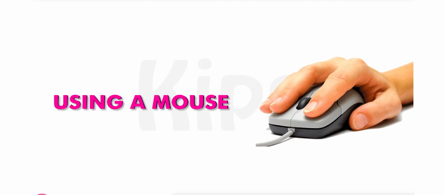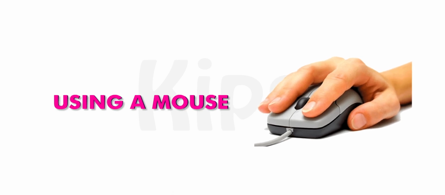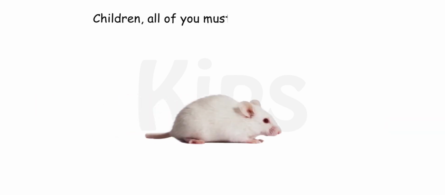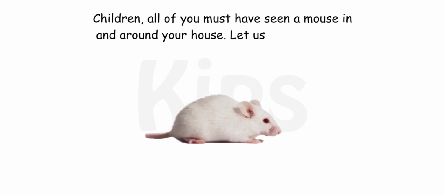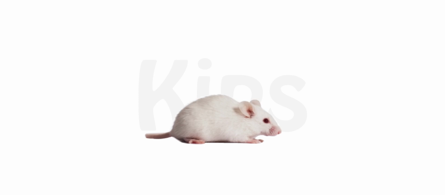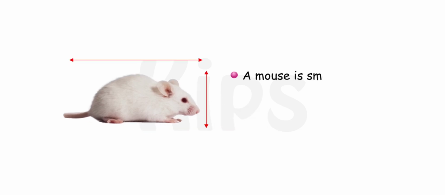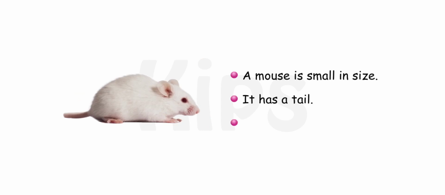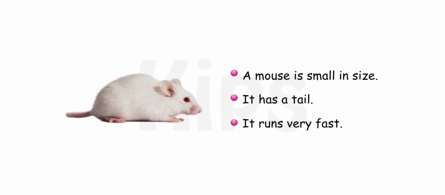So students, let us learn about using a mouse. Children, all of you must have seen a mouse in and around your house. Let us know about it. A mouse is small in size. It has a tail. It runs very fast.